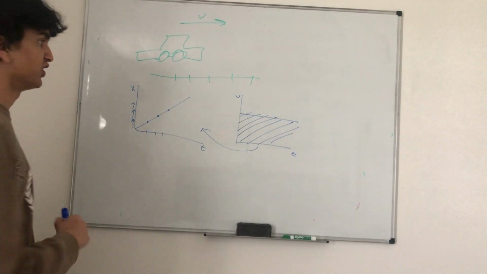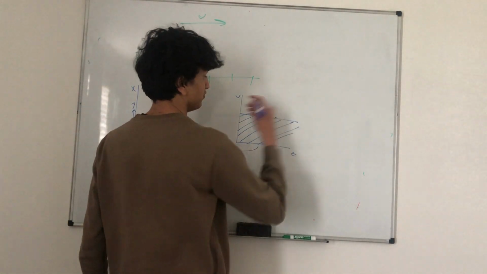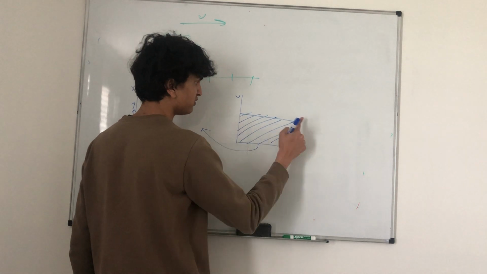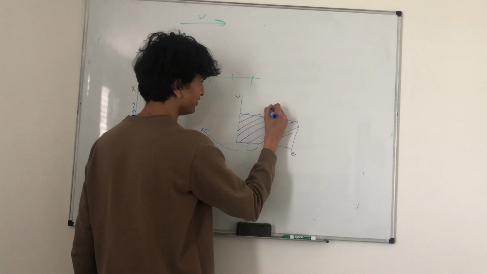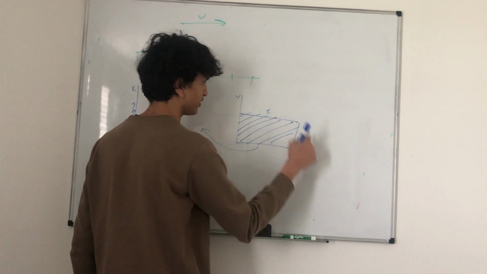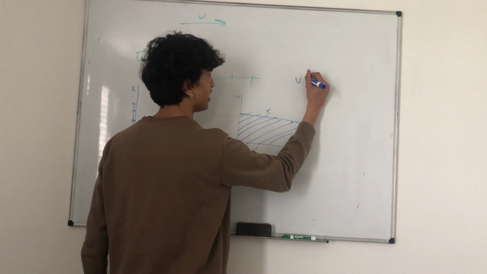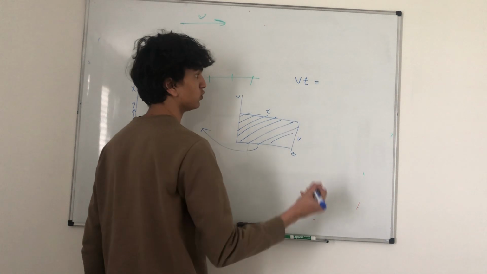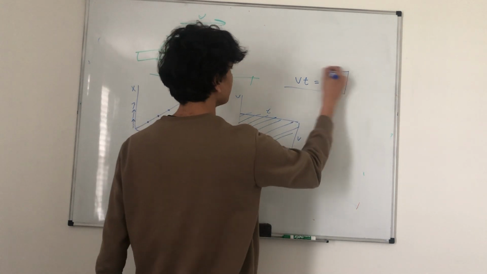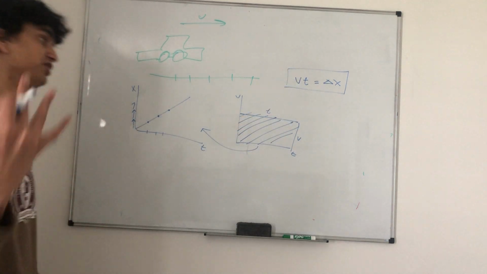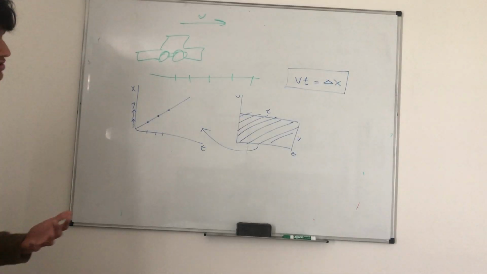For my non-calculus friends, like me, the way I think about it is that this forms a rectangle. The t is the base, and the height is velocity. Base times height, velocity times time, is equal to change in x. This is one of the first equations we learned, a pretty simple equation. Hopefully it makes conceptual sense.